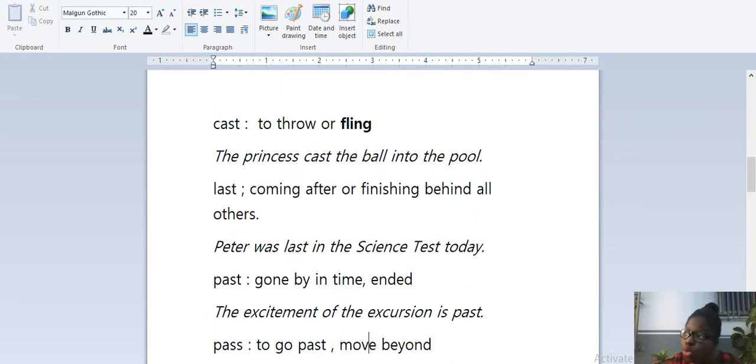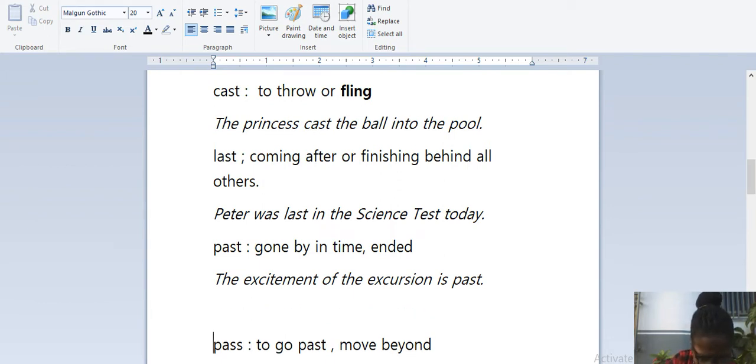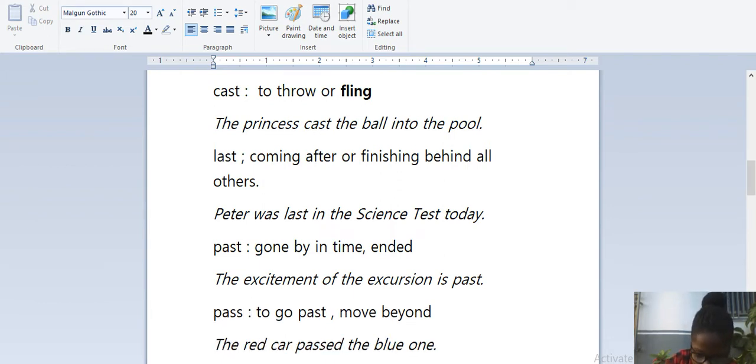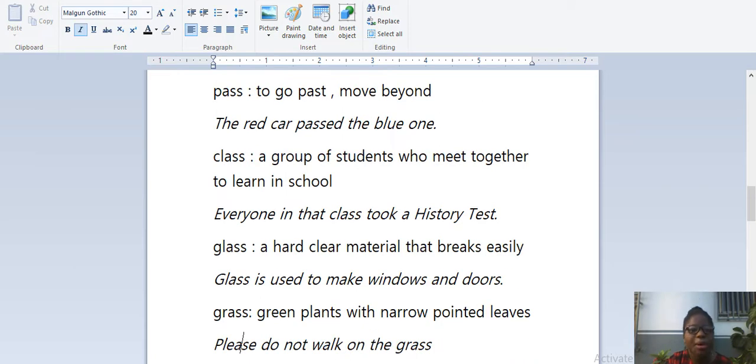Now I'm moving on to ASS. The first one we're going to look at is pass. Sorry, it's gone down. I need it to come up. Good. We're at pass now.